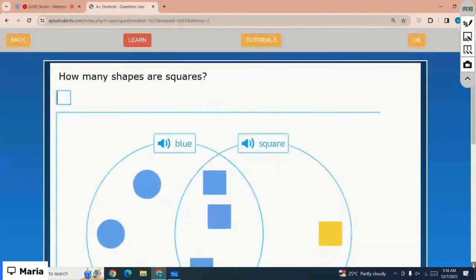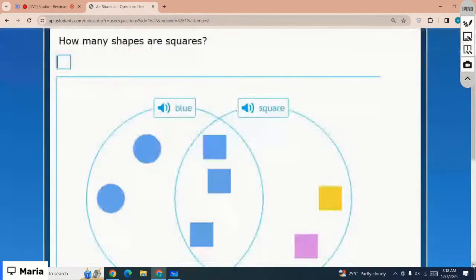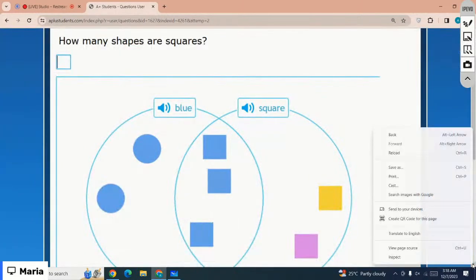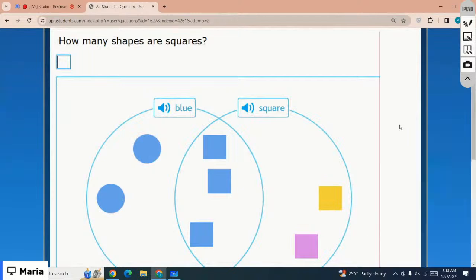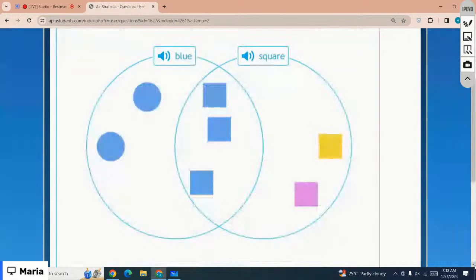How many shapes are squares? You have to count the shapes that are square. Which is the correct option? How many shapes are square? You just have to count the squares. You just have to count the squares. Colors don't matter, just the shapes matter. How many squares do we have?